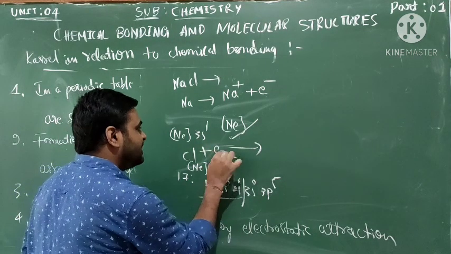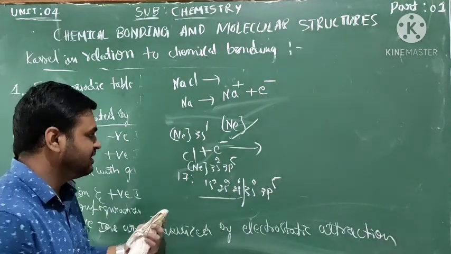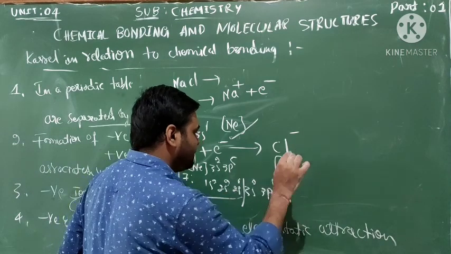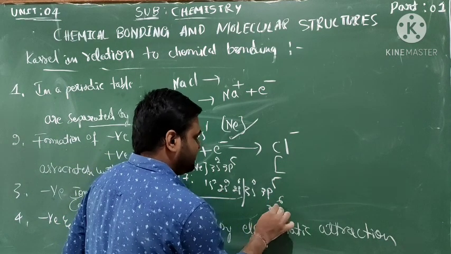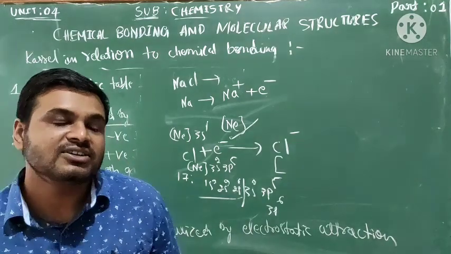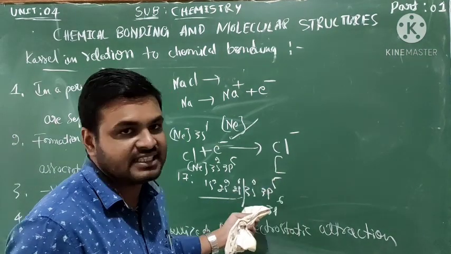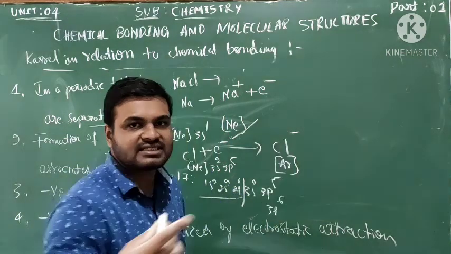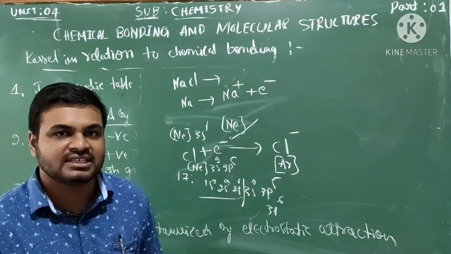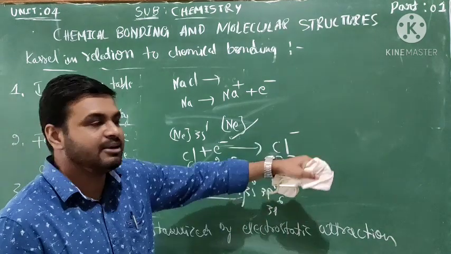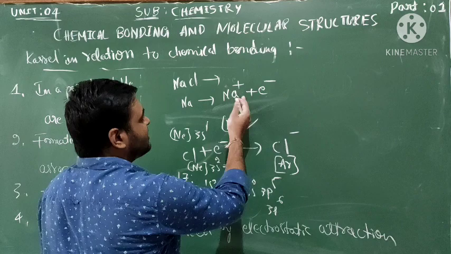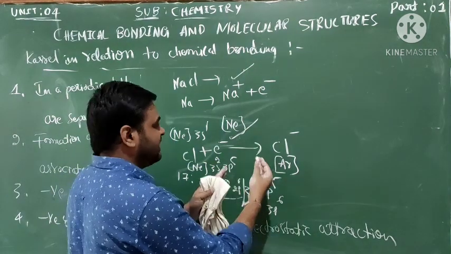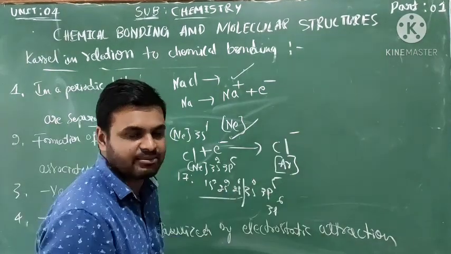So plus one electron is gained, forming what? Cl minus. This is the 3p6 ion. Just one electron gives the noble gas configuration of 18 electrons, the argon type of configuration. Clear? This makes it stable. After losing an electron, the sodium positive ion is stable. After gaining, chlorine is stable.